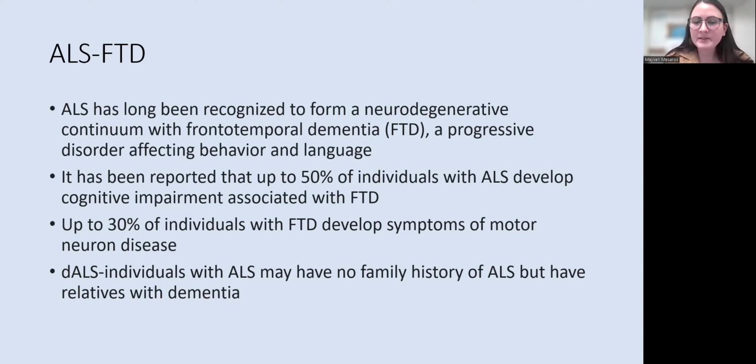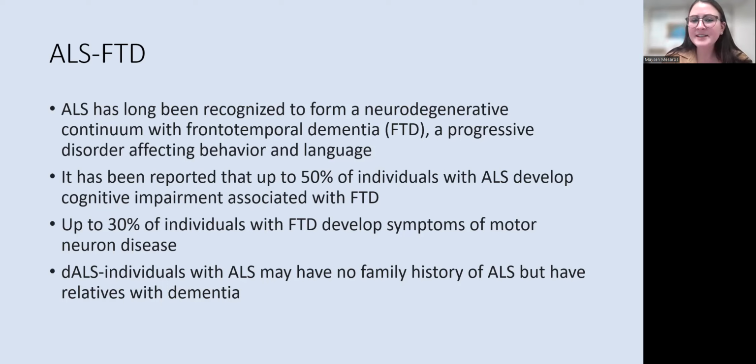It's been reported that up to 50% of individuals that have ALS develop cognitive impairment that's associated with frontotemporal dementia. And on the other hand, up to 30% of individuals with frontotemporal dementia might develop symptoms of motor neuron disease. So essentially, ALS and FTD are both caused by the same underlying pathology, which is this abnormal buildup of a protein called TDP43. And so that's why they're sort of on this continuum of disease where we can see maybe someone just has ALS, maybe they have ALS and FTD.